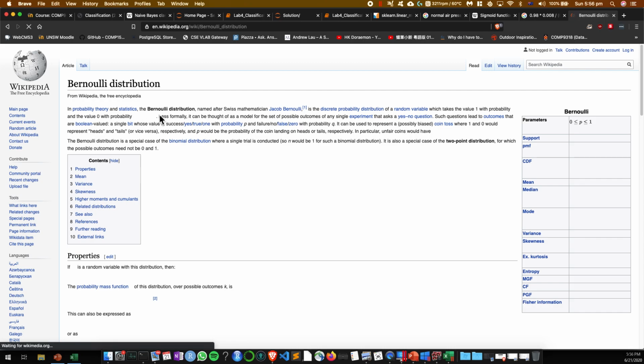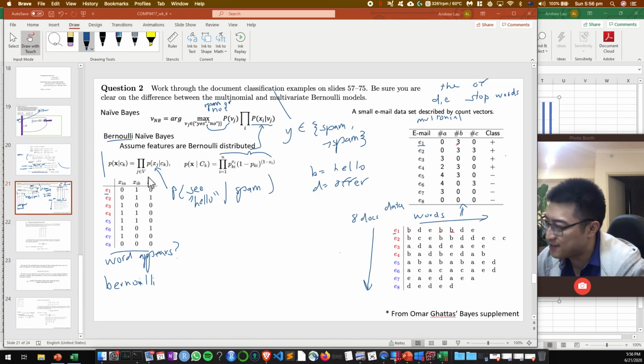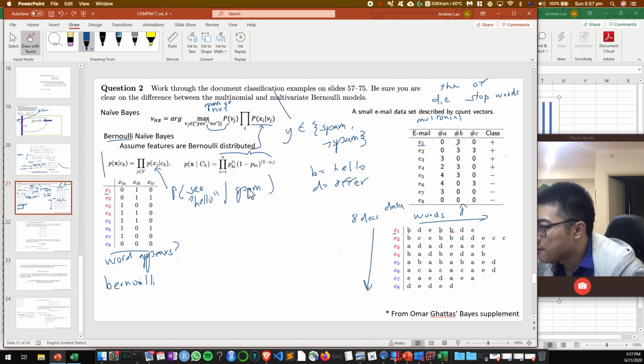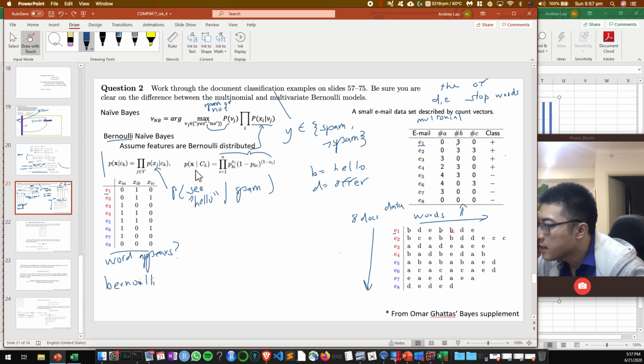There are two outcomes, like 0 and 1, and the probability is just one or the other. It's a fancy way of saying an experiment where two things can happen with probability p and 1 minus p. So in this case, you model the probability of seeing hello as just some p, let's say p hello, given that it's some sort of spam email. And then the probability of not seeing hello is just 1 minus that.